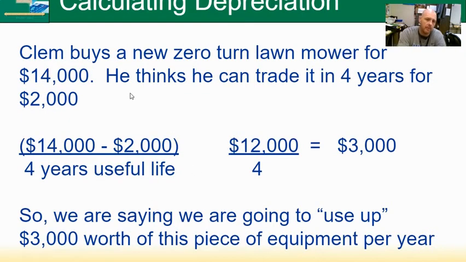So here's our sample. Clem's going to buy a new zero-turn lawnmower. Sticker price is $14,000. I think I can trade it in 4 years for $2,000. So original price minus the salvage value. So 14 minus 2. I'm going to use up $12,000 worth of value of this piece of equipment in 4 years. So I'm going to use up $3,000 worth per year.